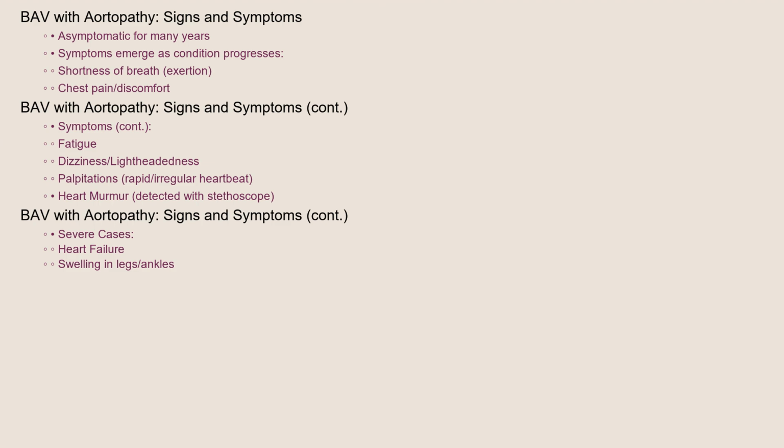The signs and symptoms of BAV with aortopathy can vary significantly. Some individuals may remain asymptomatic for many years, with the condition only being detected during routine medical examinations. However, as the condition progresses, symptoms may emerge. These can include shortness of breath, especially during exertion, chest pain or discomfort, fatigue, dizziness or lightheadedness, palpitations, or a feeling of rapid or irregular heartbeats, and a heart murmur, which can be heard with a stethoscope. In severe cases of aortic stenosis or regurgitation, heart failure can develop, leading to swelling in the legs and ankles.